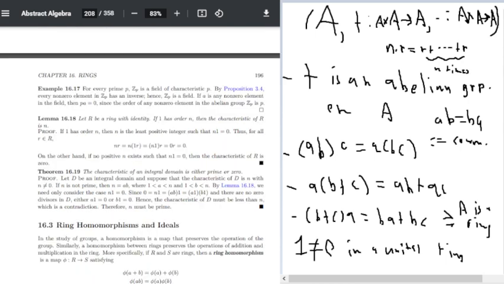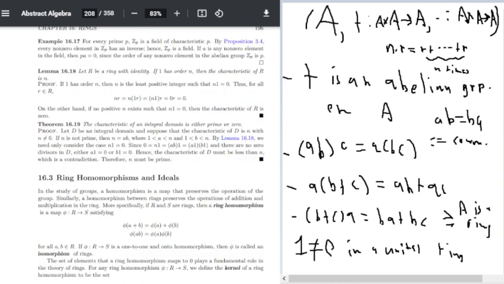Example 16.7. For every prime p, Z sub p is a field of characteristic p. By Proposition 3.4, every non-zero element in Z sub p has an inverse. Hence, Z sub p is a field. If a is any non-zero element in the field, then pa is equal to 0, since the order of any non-zero element in the abelian group Z sub p is p.